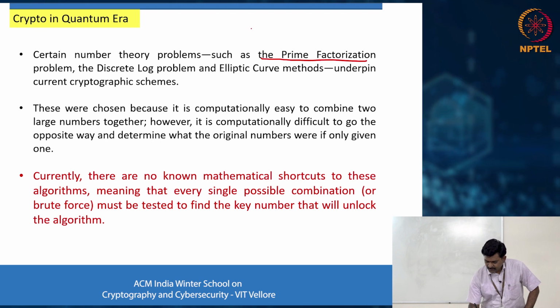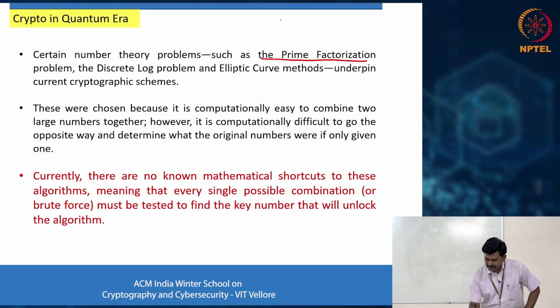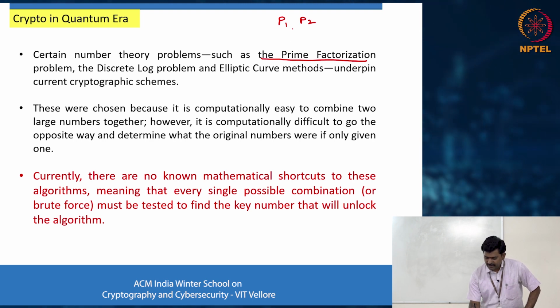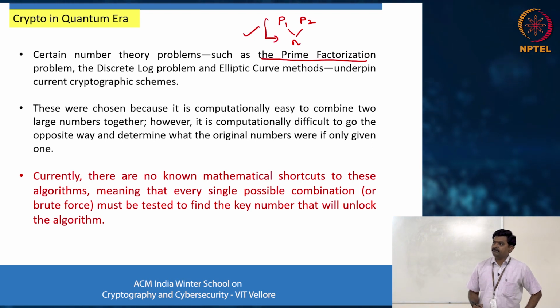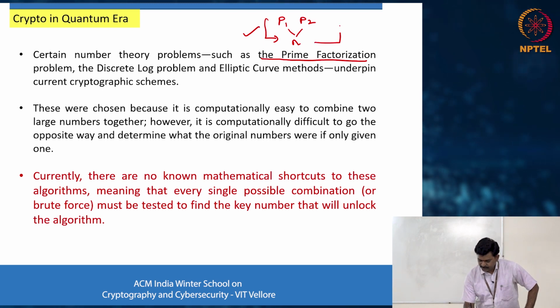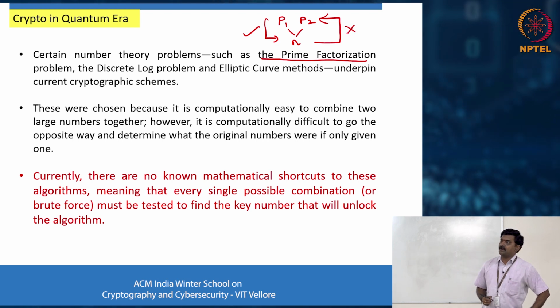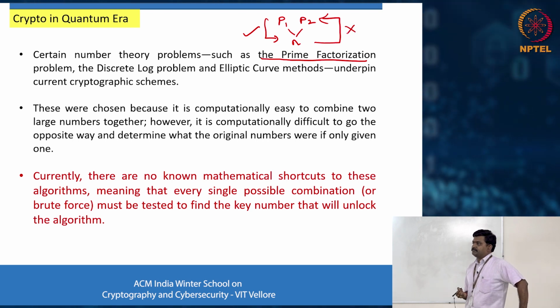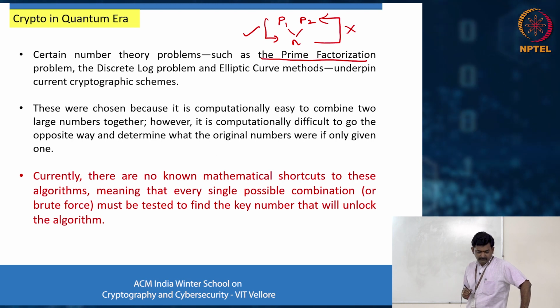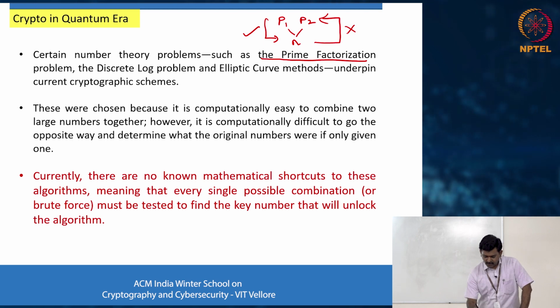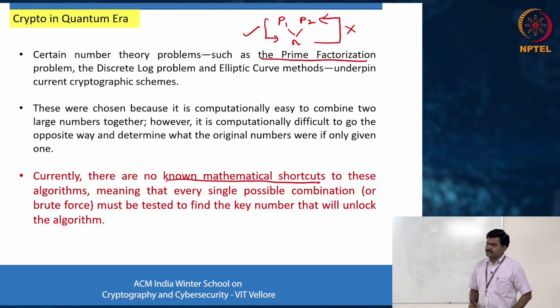If you notice, imagine I have two numbers, P1, P2, which are prime numbers. I can multiply them and get an n. So this is a fairly simple process. Okay. But the issue is the reverse. What is the reverse? If I have n, getting this P1, P2 is complex. That is the problem, right? That is the fundamental problem on which your public key cryptography RSA algorithm is based. Okay. So there are no mathematical shortcuts to address these problems.